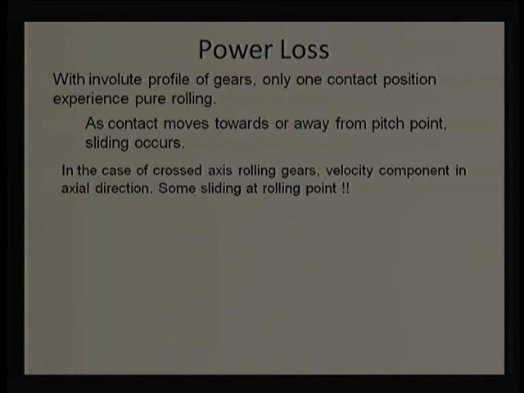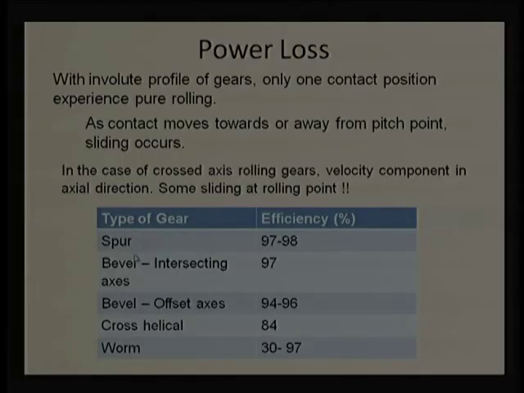That is why when we try to compare different gear pairs, we look at the type of gears and efficiency. This table shows what kind of efficiency we can achieve. The simplest one to manufacture and the easiest to analyze is the spur gear. We say the shaft axes are parallel and the gear width is also parallel to the axis. Efficiency is pretty high, it's 97 to 98%.